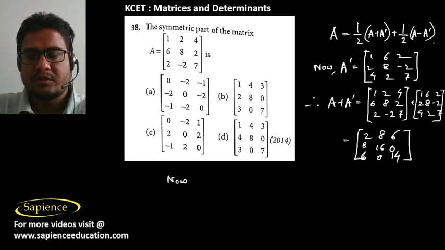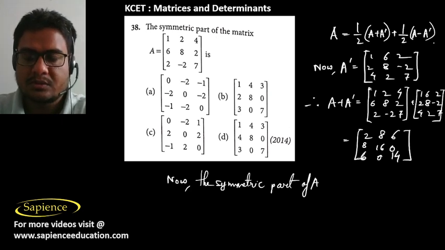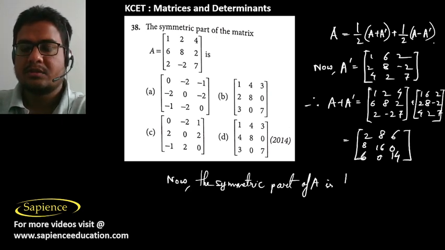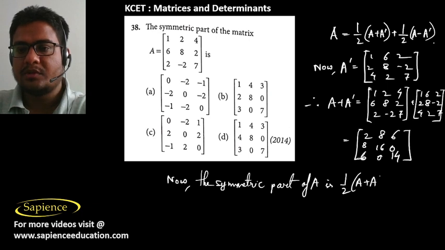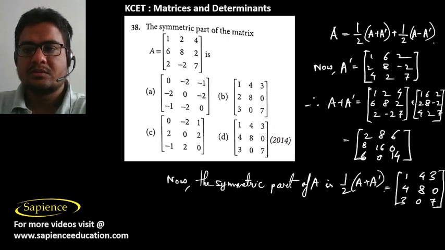Now therefore the symmetric part of the matrix A is half of A plus A transpose. That will be equal to half of this, which is 1, 4, 3, 4, 8, 6, 7. Option D is the correct answer.